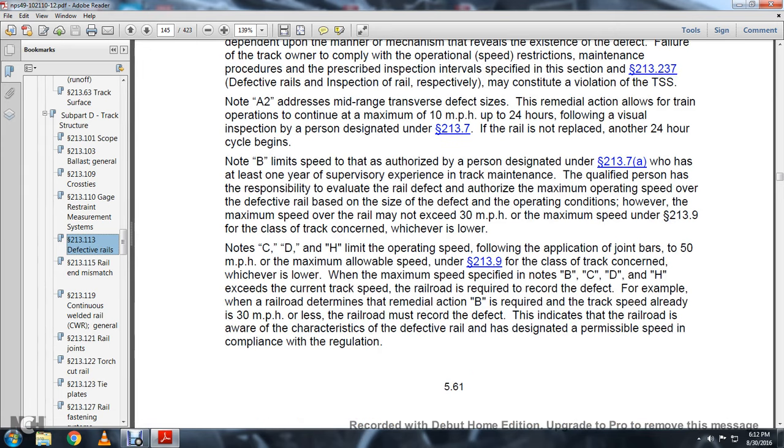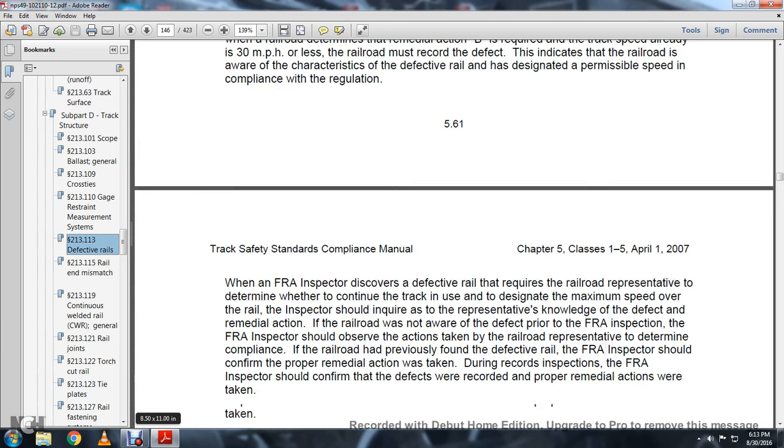Notes C, D, and H limit the operating speed following the application of joint bars to 50 miles per hour, or the maximum allowable speed under 213.9 for the class of track concerned, whichever is lower. The maximum speeds in notes B, C, D, and H apply if they are less than the current track speed. For example, if the railroad determines remedial action B is required with the track speed already at 30 miles an hour or less, the railroad must record the defect, indicating it is aware of the characteristics of the defective rail and has designated a permissible speed in compliance with the regulation.